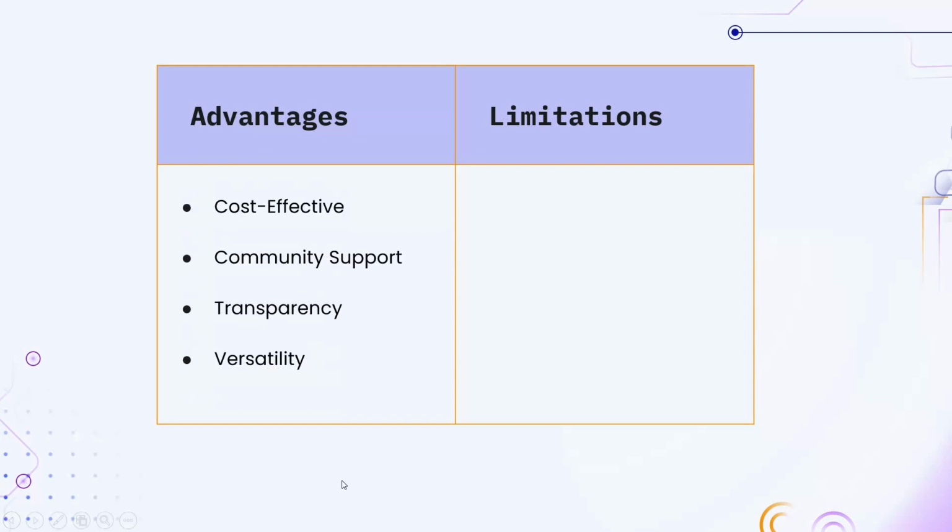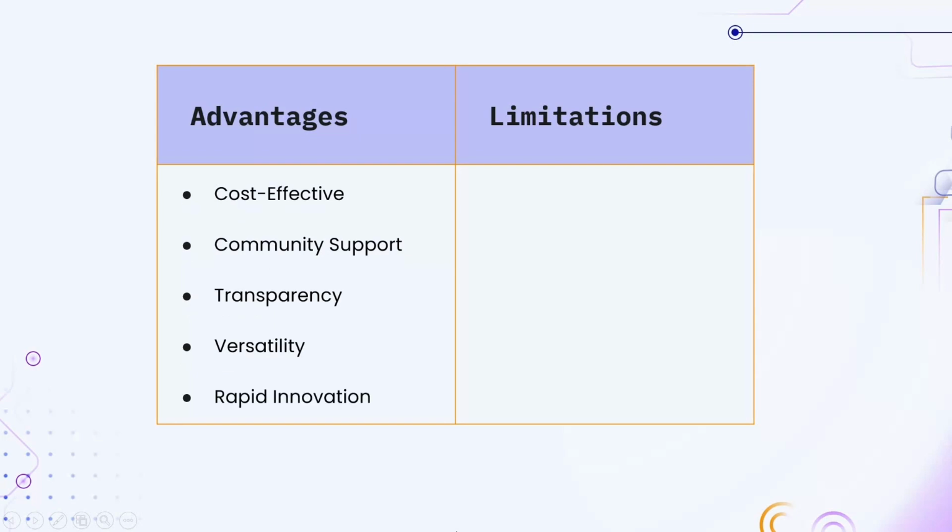Next, we have versatility. Users have the flexibility to customize and extend the model to suit their specific needs, ensuring it aligns perfectly with their project. And the next advantage is rapid innovation. Open source projects often benefit from rapid innovation with frequent updates and new features driven by community contributions.